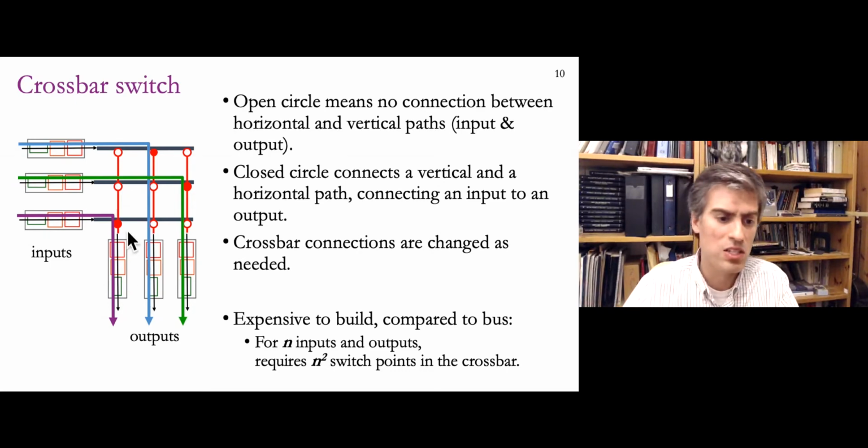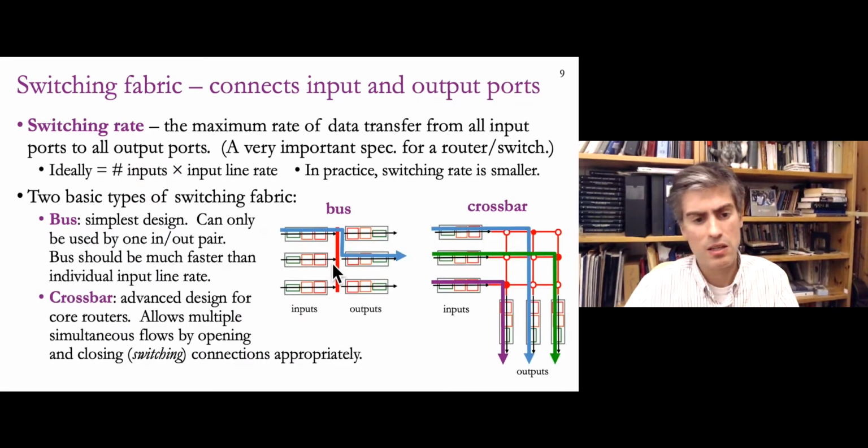So we have n squared switching points here. You can imagine that as we scale this up to more and more input and output ports, the ability to pairwise interconnect all of them in parallel gets more expensive, because the complexity of the circuit goes up like n squared.